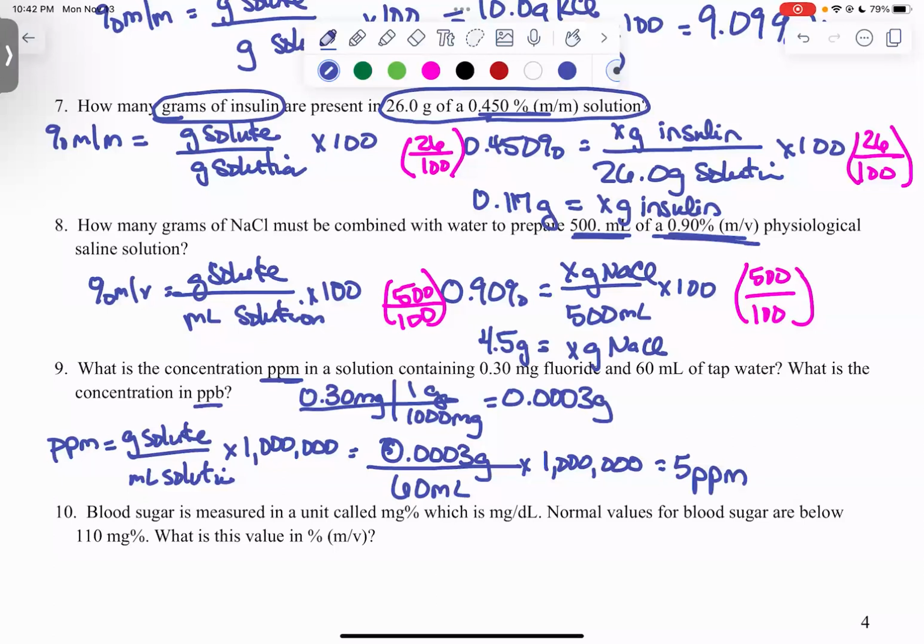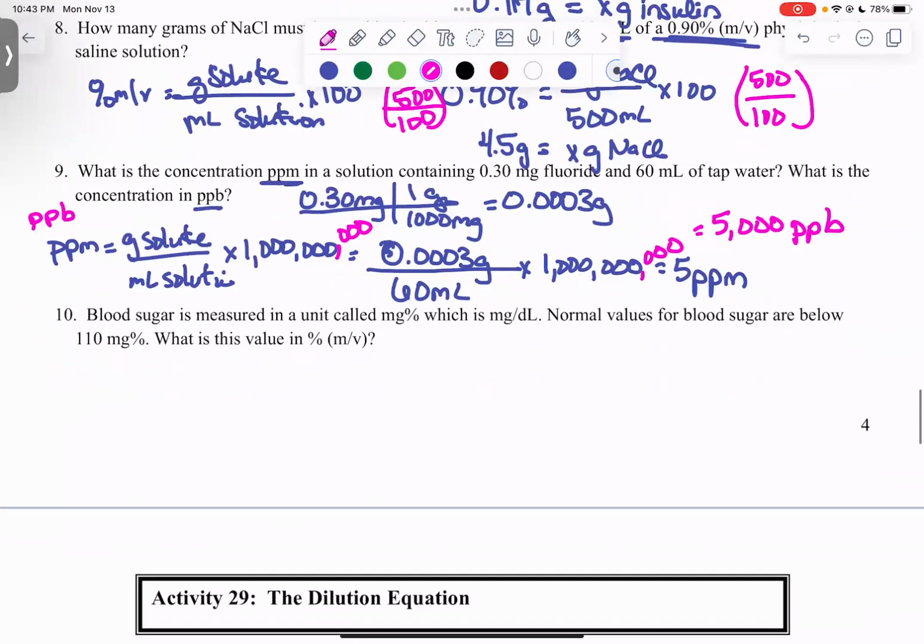And then if you did exactly the same thing, and all we did was multiply by 1 billion, then what would your answer be? It would be 5,000 parts per billion. The parts per billion formula is exactly the same, except it's 1 billion instead of 1 million. That's it. Okay, last one.